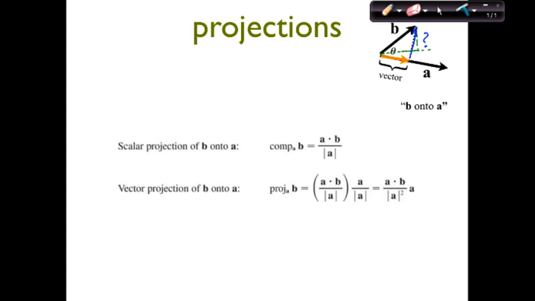Does that make sense? So my question to you is, can you think of a way that you would find this other component of B? I just want everyone to think about it. This blue vector is the perpendicular component of B to A, as opposed to the parallel component, which is the vector projection. Vector projection is the parallel component of B to A. The blue one is the perpendicular component of B relative to A. How could you get that?